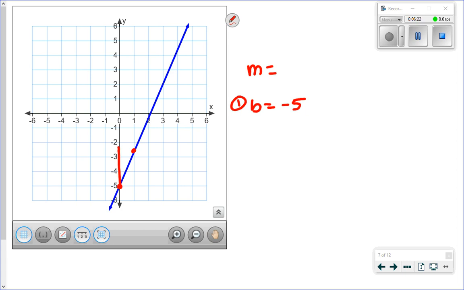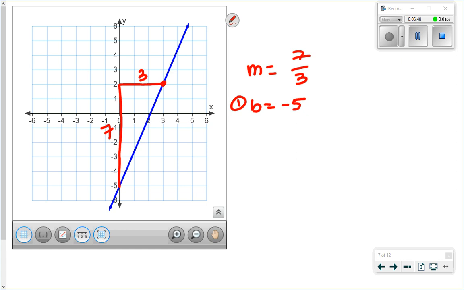I'm just kidding, that's not a good one. Oh, right here. I'm going to draw my triangle. So it's going to go 1, 2, 3, 4, 5, 6, 7, rise 7, and run 3. So it's going to be 7 over 3.